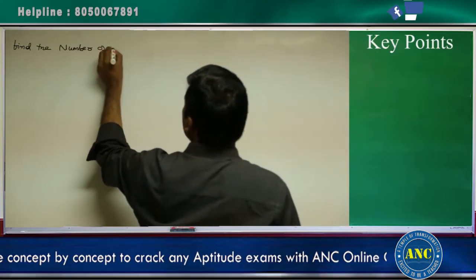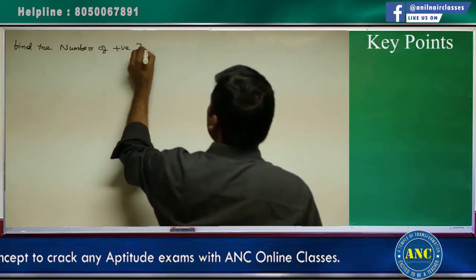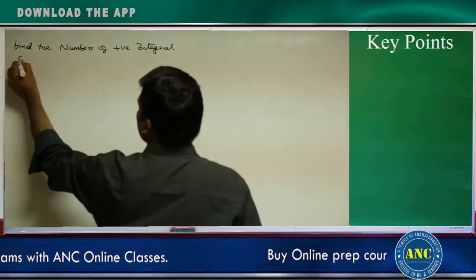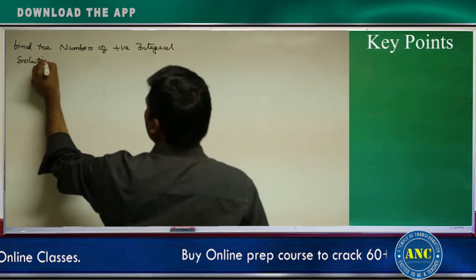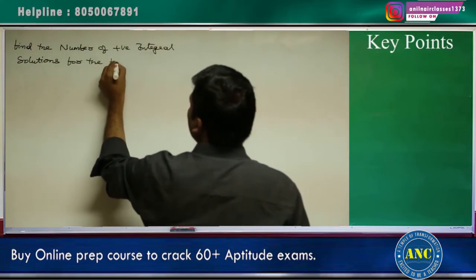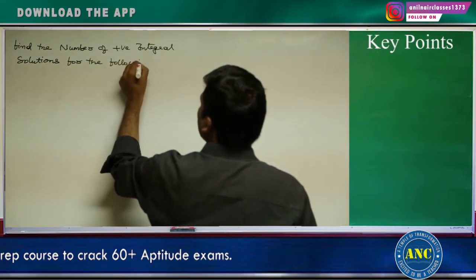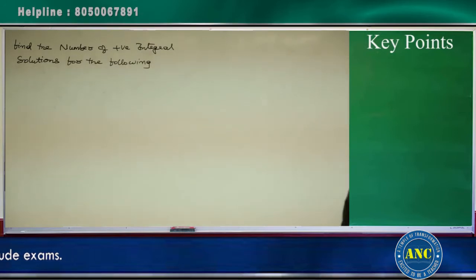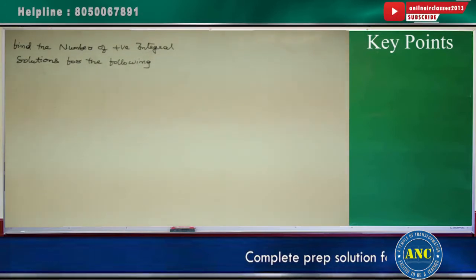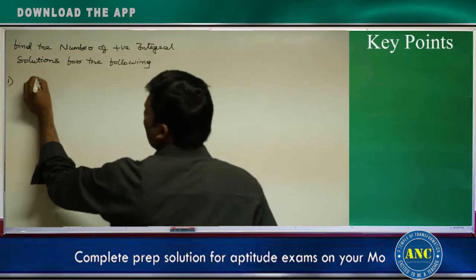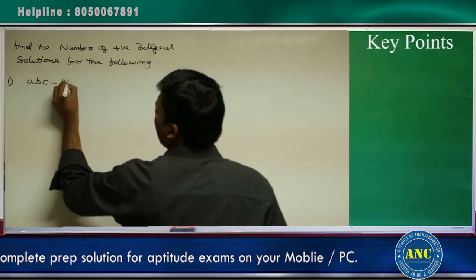Positive integral solutions. Find the number of positive integral solutions for the following. There are 3 questions, and hopefully the 4th question you will solve orally. ABC equivalent to 80.